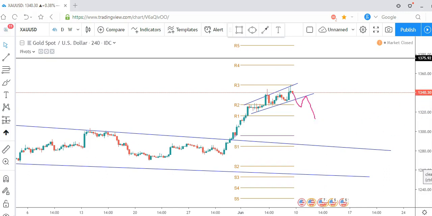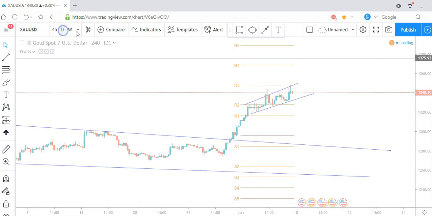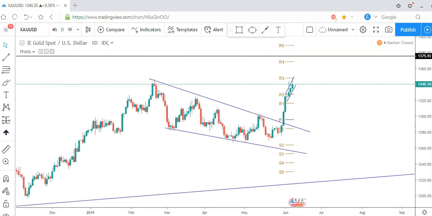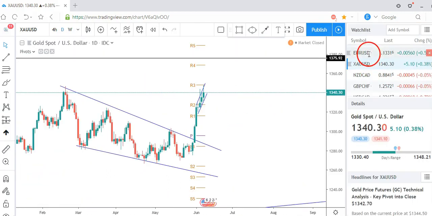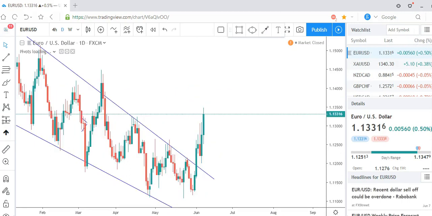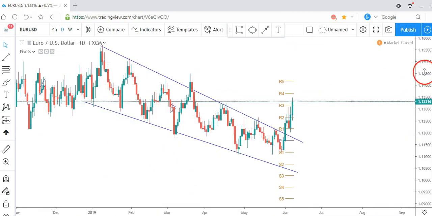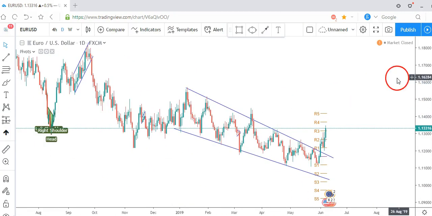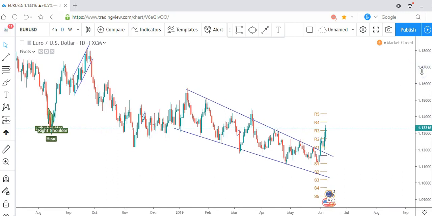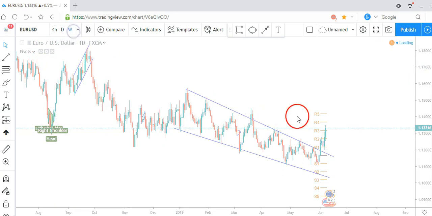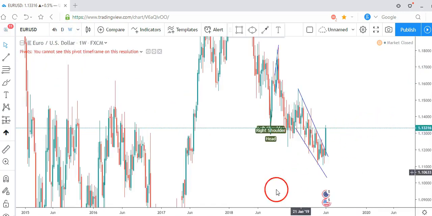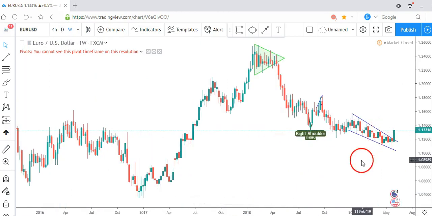Now let's look at another example. Let's look at which pair. Can we look at the euro dollar? Okay, and this is euro dollar. First, let me take this off. First, let's look at the market structure. Alright.